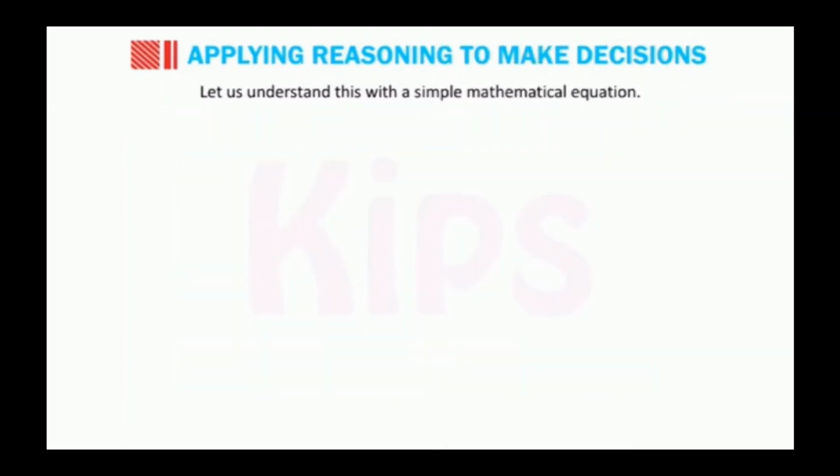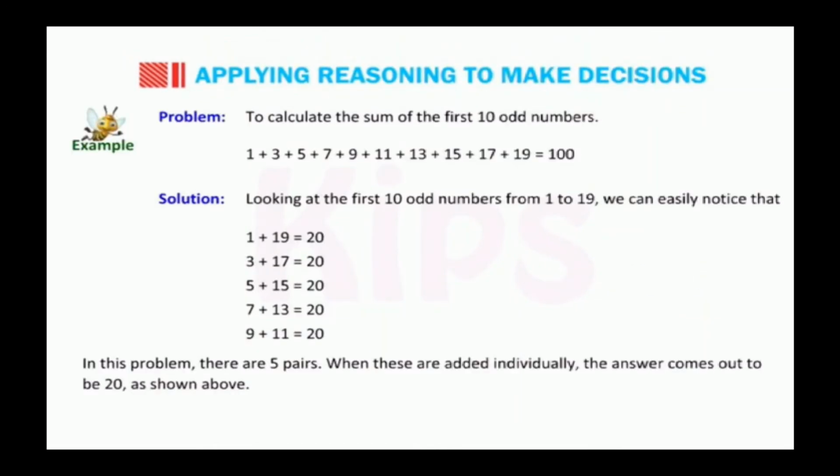Let us understand this with a simple mathematical equation. The problem is to calculate the sum of the first 10 odd numbers. We do it like this: 1, 3, 5, 7, 9, 11, 13, 15, 17, 19, and it equals 100. Looking at the first 10 odd numbers, from 1 to 19, we can easily notice that 1 plus 19 is 20, 3 plus 17 is 20, 5 plus 15 is 20, 7 plus 13 is 20, 9 plus 11 is also 20.